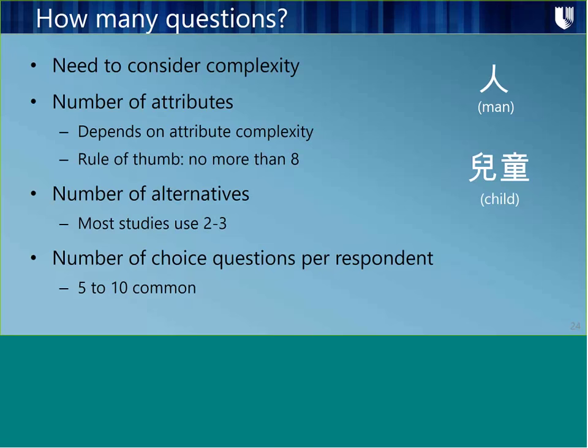It's quite difficult for people to take into account 8 or more attributes at one time. And what we would push people towards doing if we had too many is they'll use heuristics. They'll just basically gloss over some of the attributes and not consider them in the decisions they make. We talked about the number of alternatives. Typically, each respondent is asked to complete 5 to 10 choice tasks, again, depending on their complexity.